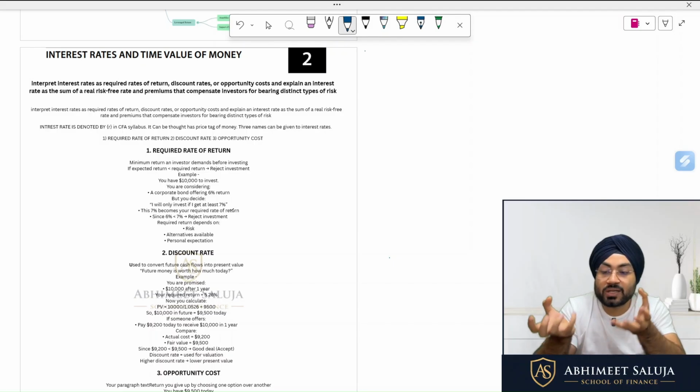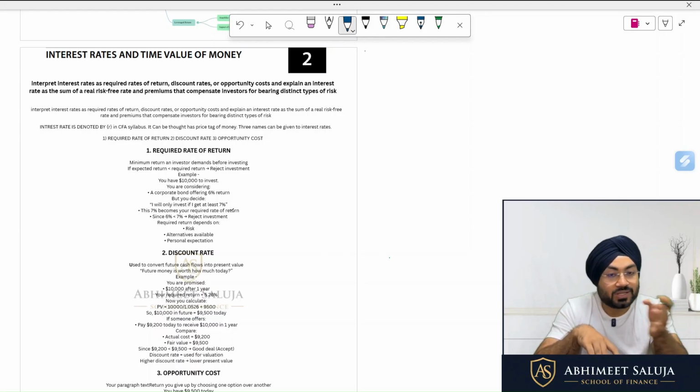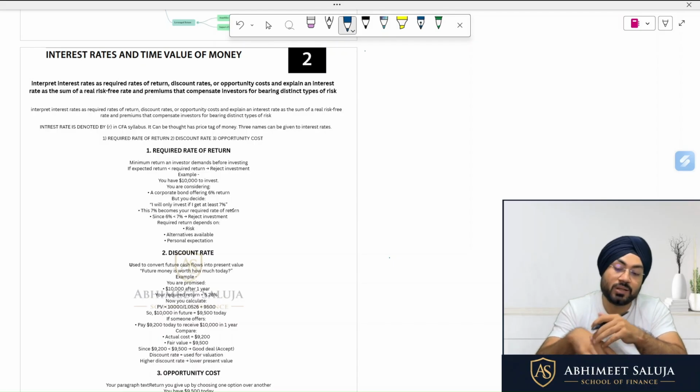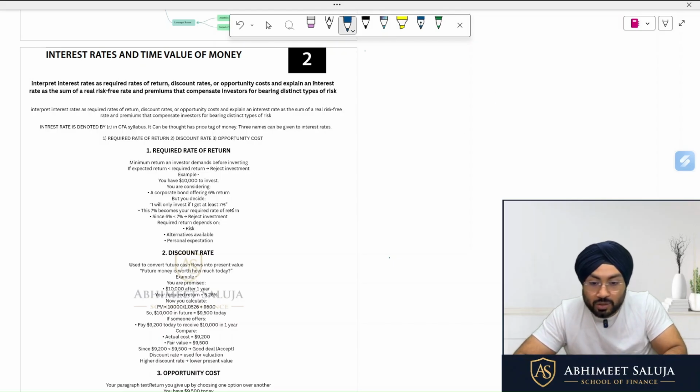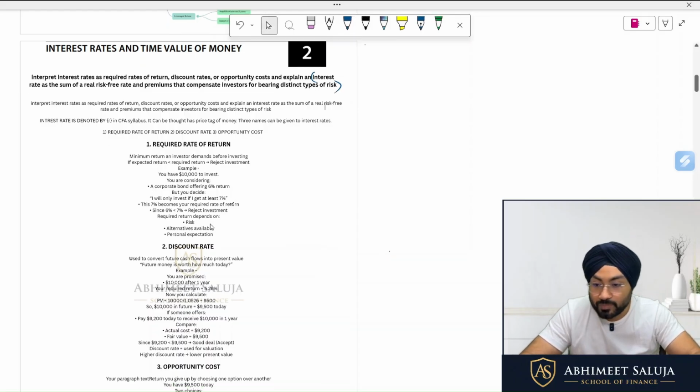Explain an interest rate as the sum of the real risk-free rate and premiums that compensate investor for bearing distinct types of risk. We studied this part using Adani corporate bond example, wherein I took an example of 13% interest. Right? How did we get to that 13% interest? This is basically explanation to this part. We are going to do this once again.